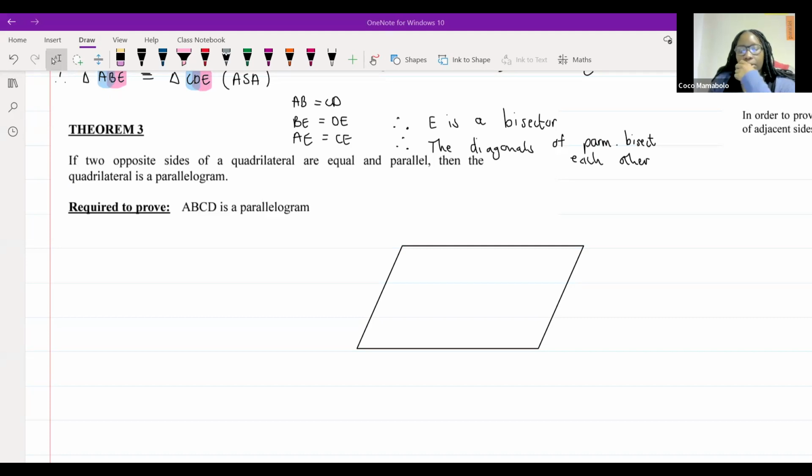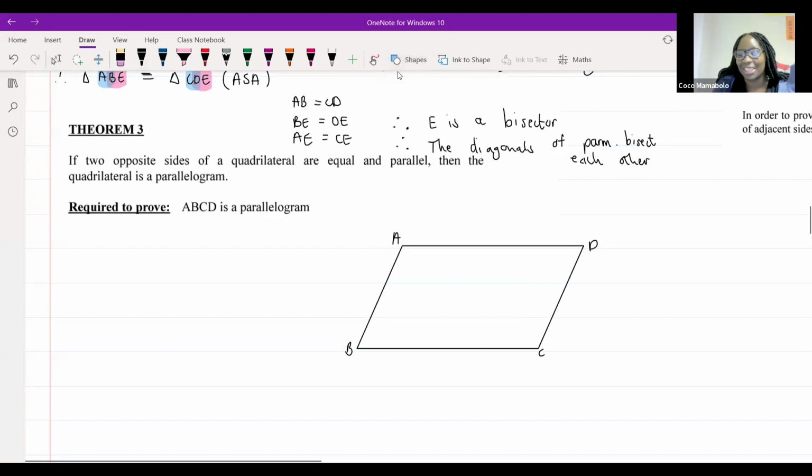Okay, so in this particular one, we're required to prove that ABCD is a parallelogram. Now, obviously, we know that we're going to have to construct some things, right? I'm going to construct only one line this time. I only need one line for this one.